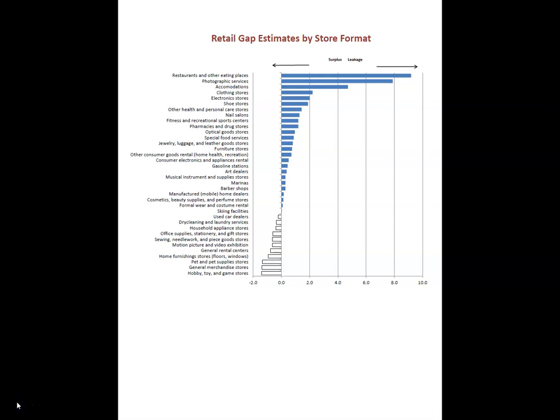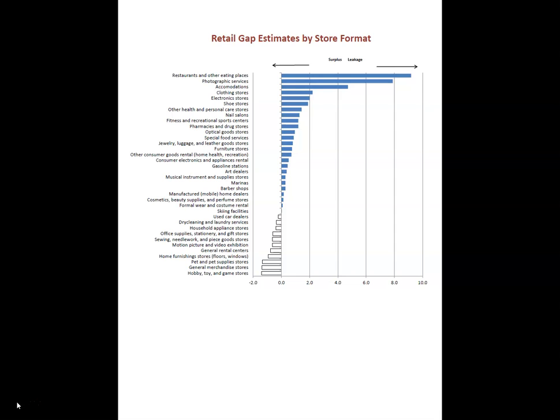You'll also notice that in the report, there's a retail gap estimates by store format, and this just provides that same information but now in a chart format, so you can see that it seems like there may be some opportunities for restaurants, clothing stores, photographic services, accommodations, these sorts of things in that trade area that we estimated. And then as the graph goes to the left, those are places where there may already be a strong supply of stores, and people should think carefully before starting a new one.